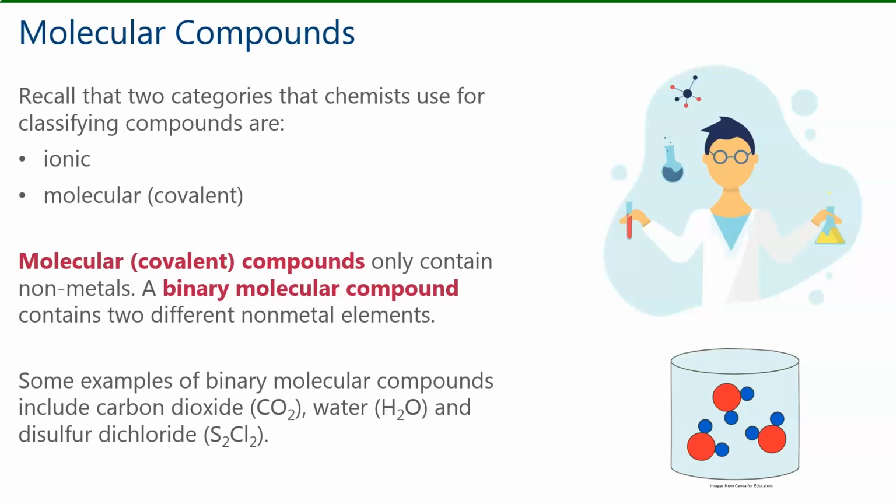Some examples of binary molecular compounds include carbon dioxide, CO2, made up of the elements carbon and oxygen, water, H2O, made up of the two nonmetals hydrogen and oxygen, and disulfur dichloride, S2Cl2, made up of the two nonmetal elements sulfur and chlorine.